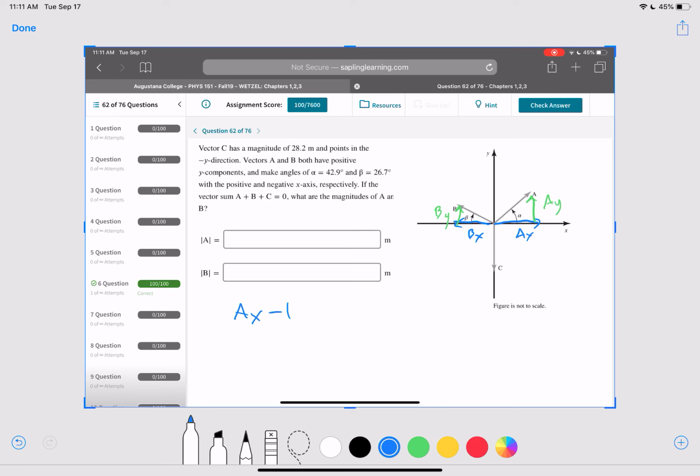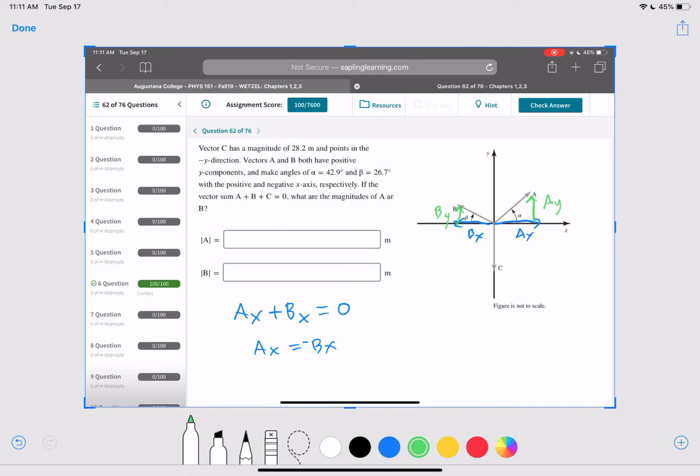We know that AX minus BX is equal to 0. So that means AX is equal to BX. Okay? If we add the vector AX plus BX together, then we get 0. So AX is equal to the opposite of BX. Okay? So they are the same size, basically.